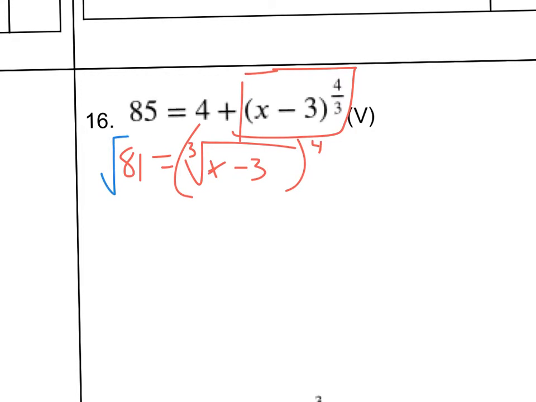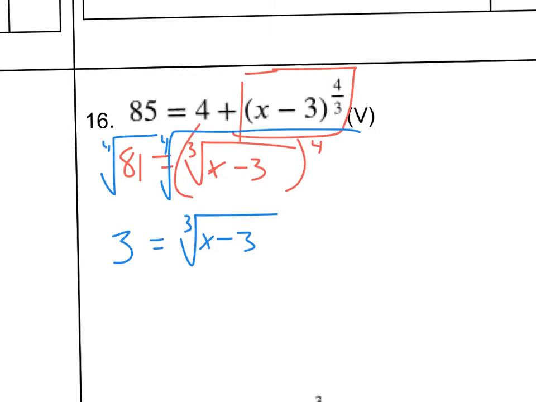I'm going to start off by taking the 4th root of both sides. I want to get rid of that 4th power. The 4th root of 81 is 3. You can do that in a calculator, or see that 3 times 3 times 3 times 3 is 81. And that tells us that we have the 3rd root of x minus 3. I'm going to cube both sides to get rid of that radical to get 27 is equal to x minus 3. If I add 3 to both sides, we get 30.